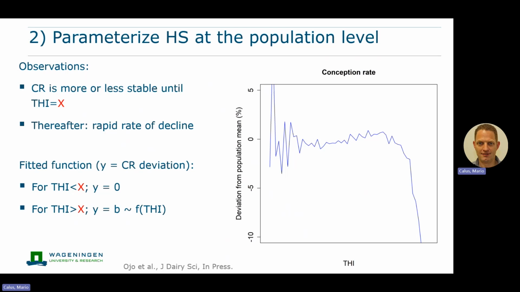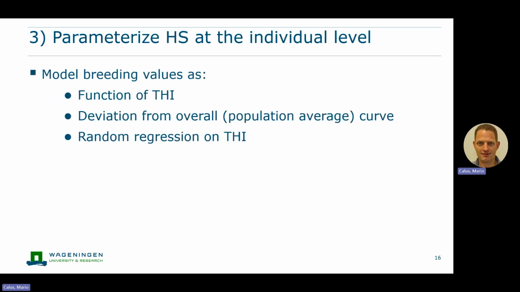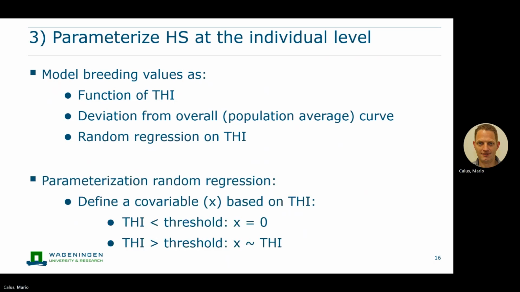Then the deviation of each individual relative to this overall pattern can be modeled to obtain individual breeding values as a function of THI. So in this sense, we would model them as some sort of a reaction norm or a random regression. And we use a similar kind of approach as for the overall curve. In this case, we do a random regression, so the overall curve would be a fixed regression.